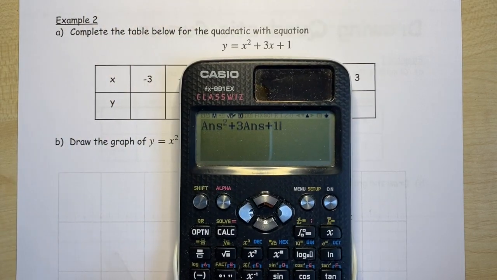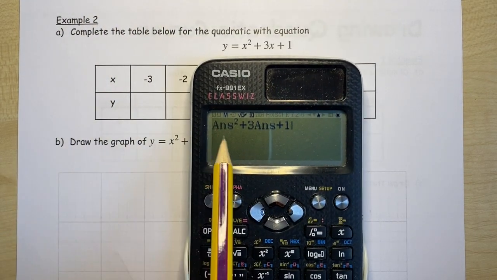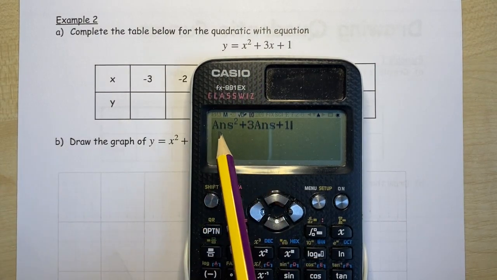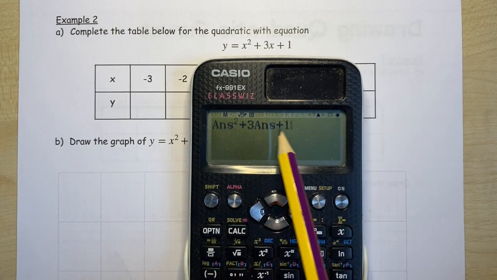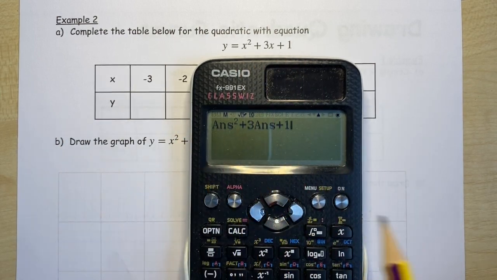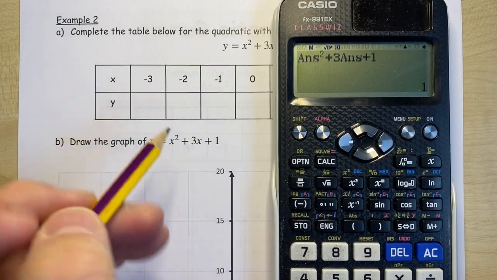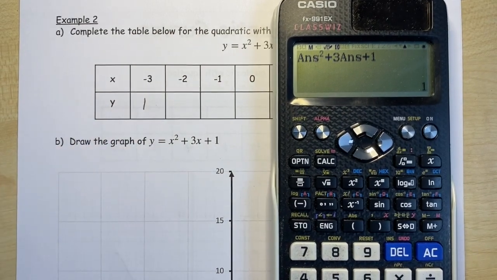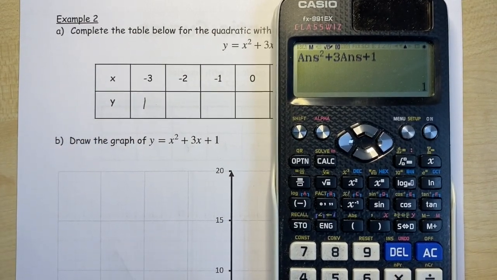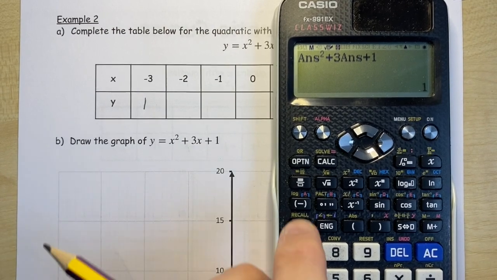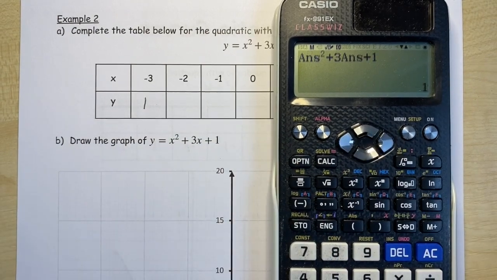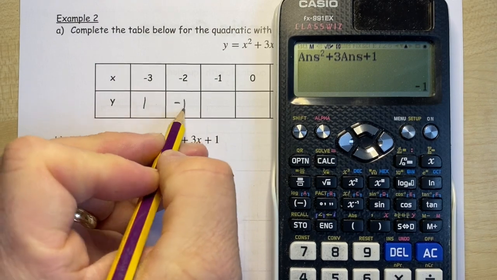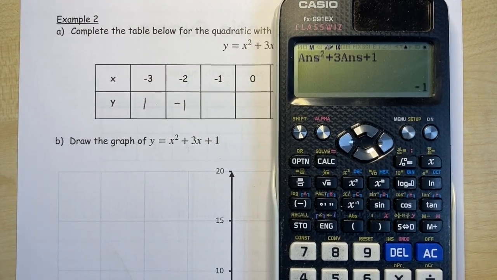So you can see that the display arguably mirrors the equation x squared plus 3x plus 1. But instead of the letter x, I've got the answer button. If I hit equals, out comes the first answer, which is 1. I don't clear any of this, so I can just be very quick about it. I type in -2 and press equals. Arrow up brings up the equation that I'm dealing with this time, press equals, second coordinate minus 1.